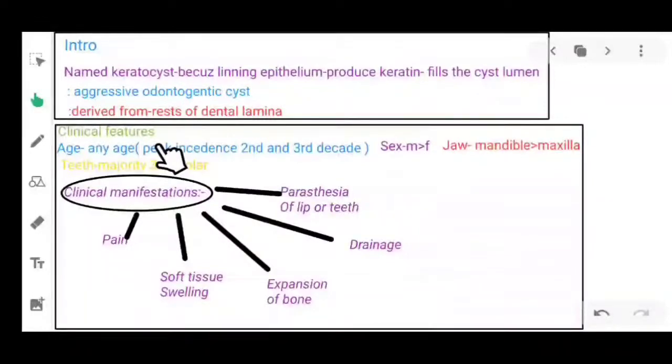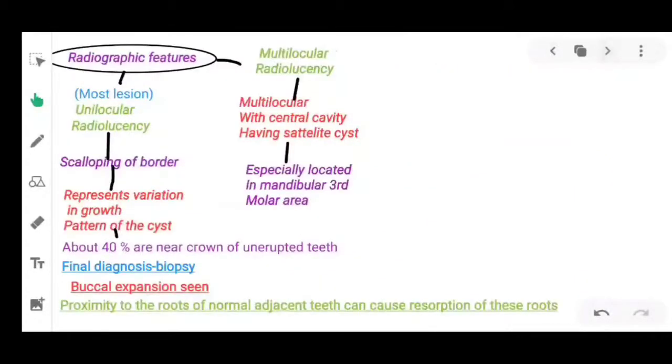Now, clinical manifestations. The patient may experience pain, soft tissue swelling, expansion of the bone. This is a very important point. Expansion of the bone. Which bone? Cortical bone. Drainage and paresthesia of lip and teeth. Okay, now next, radiographic features.